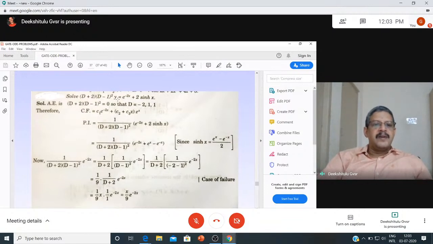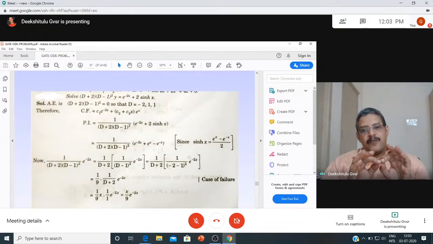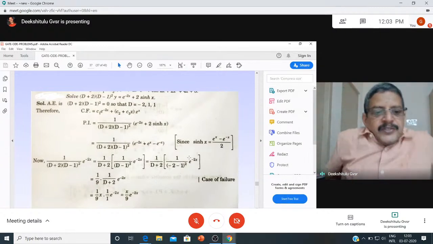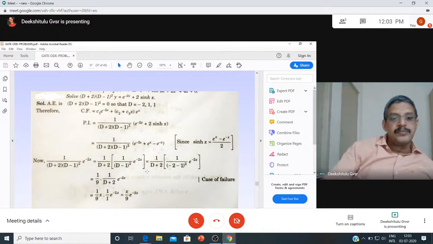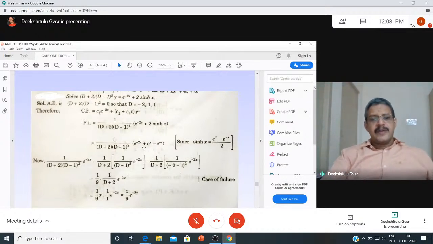So the particular integral is 1 by (D plus 2)(D minus 1) whole square of e power minus 2x plus 2 sinh x. We can write 2 sinh x as e power x minus e power minus x by 2, or rather, 2 sinh x is e power x minus e power minus x. Very nicely, we have converted this into exponential functions. So 1 by (D plus 2)(D minus 1) whole square, e power minus 2x. First consider this function.